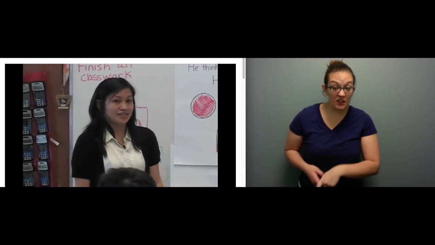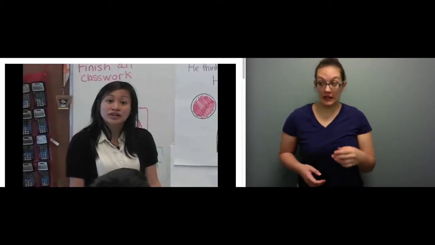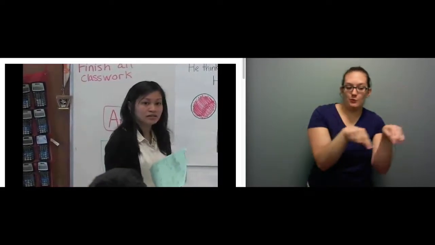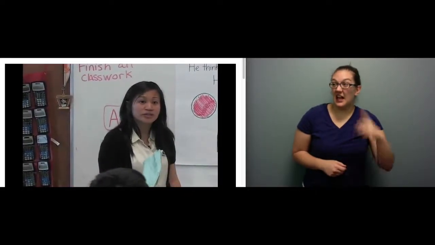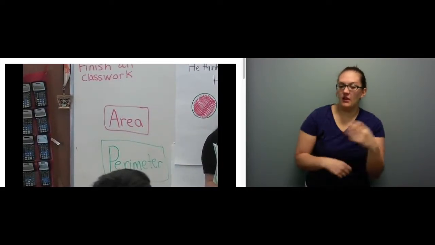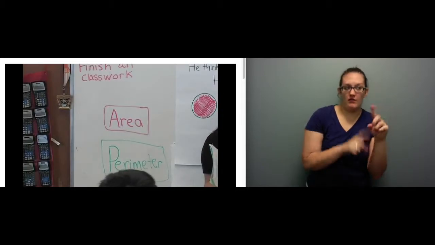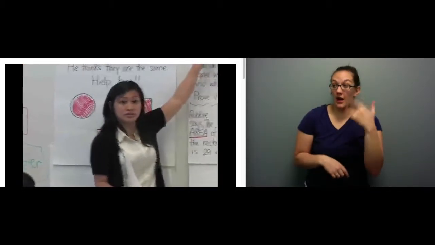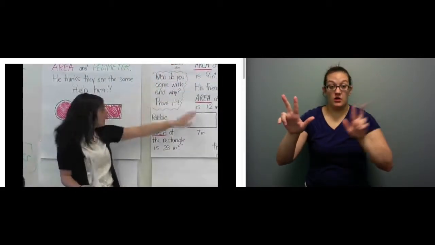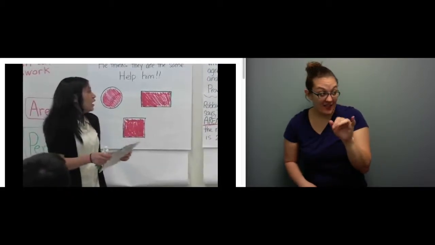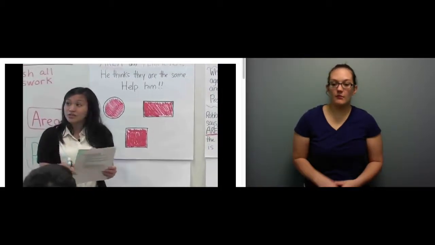David? He confused the area and perimeter. Can you explain a little more? He thought the perimeter was the area. Can you tell me why 12 inches might be the perimeter? It's 4 sides. It's 3 inches each. So he went 3 plus 3 plus 3 plus 3 and got 12. Okay, thank you. Do you guys agree with David? Yeah? Okay. So let's go on to the next question, okay?